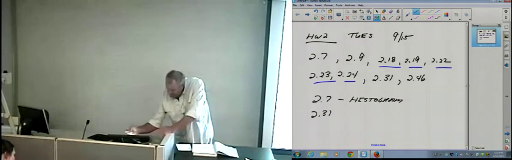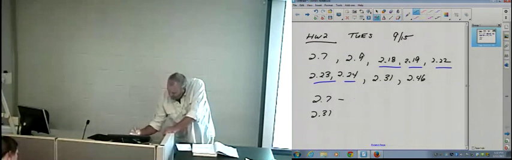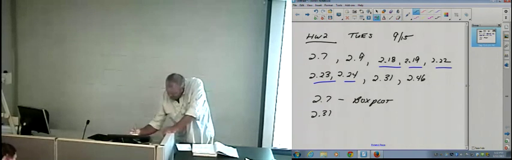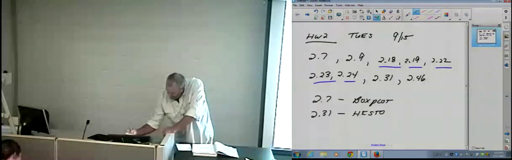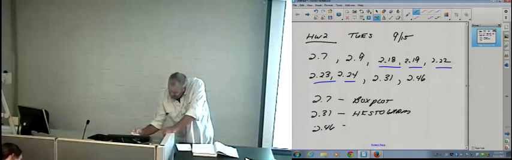Now, 2.7 is going to require a box plot. Sorry. 2.31 is going to require a histogram. And this 2.46 is going to require side-by-side box plots.